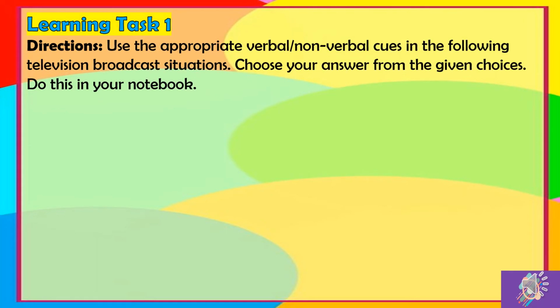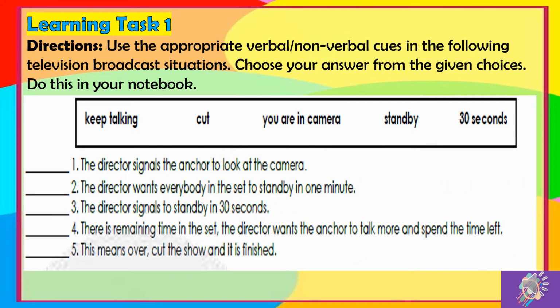For learning task 1, directions: use the appropriate verbal or nonverbal cues in the following television broadcast situations. Choose your answer from the given choices. Do this in your notebook. So here are the choices: keep talking, cut, you are in the camera, stand by, 30 seconds.